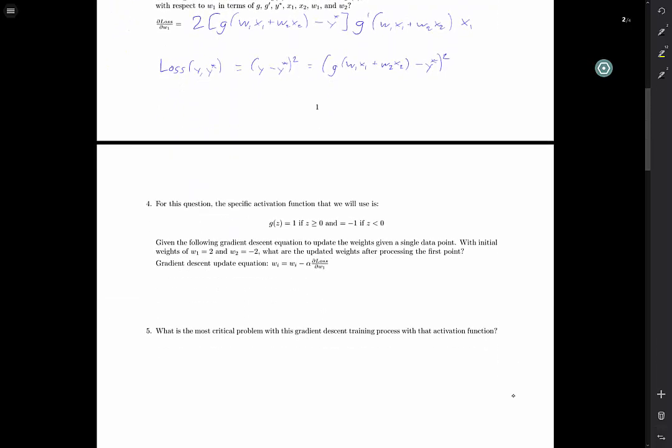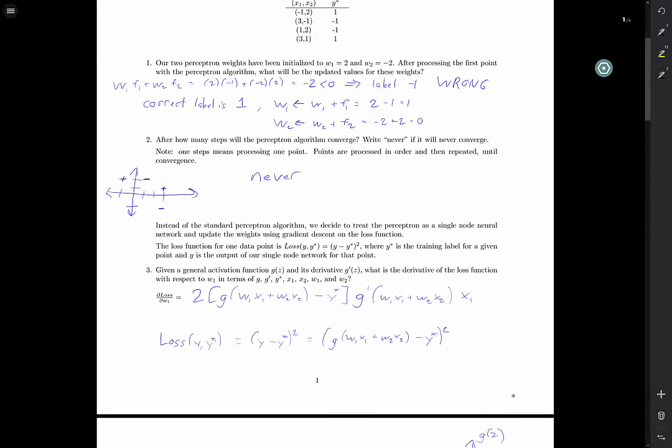Okay, so moving on to part 4, they tell us the activation function. They say the activation function is a step function. So I can draw a little plot of what it looks like. If we have z on the x-axis and g of z on the y-axis, it'll be something like this. It's +1 when it's greater than 0, and it's -1 when it's less than 0. So this is what we actually did up here when we did this part.